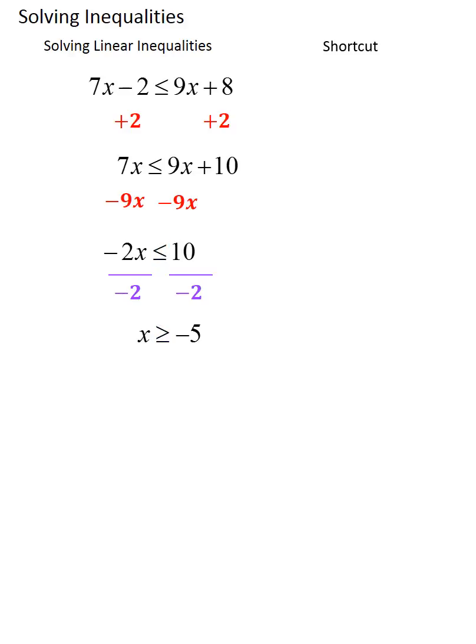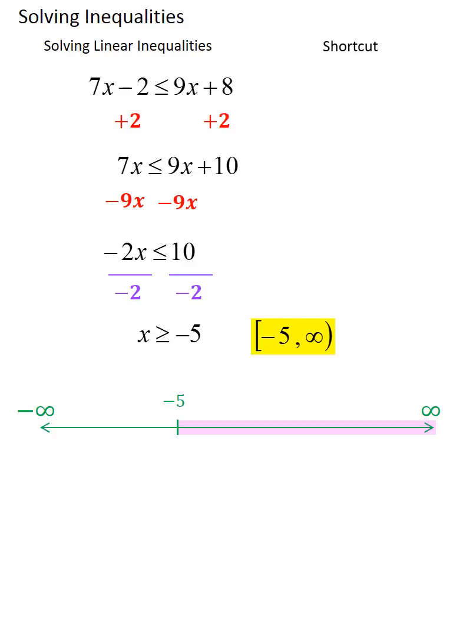And once we've discovered that x has to be greater than or equal to -5, that means that anything that's greater than or equal to -5 on a number line will be a solution to this problem. And once you see that graphically, you could express it using interval notation. Now this is a fine shortcut, but it only works for linear inequalities. Again, more on that later.